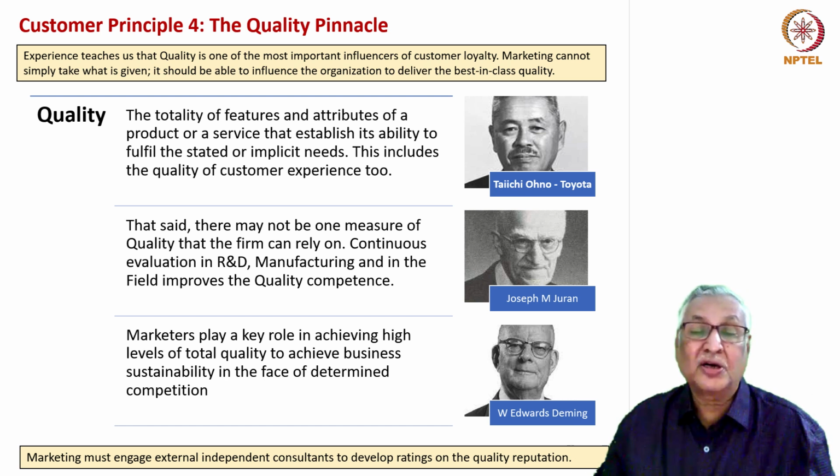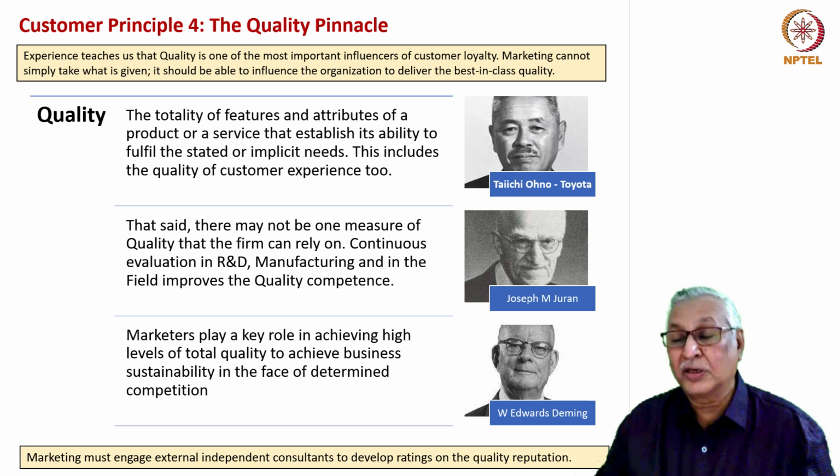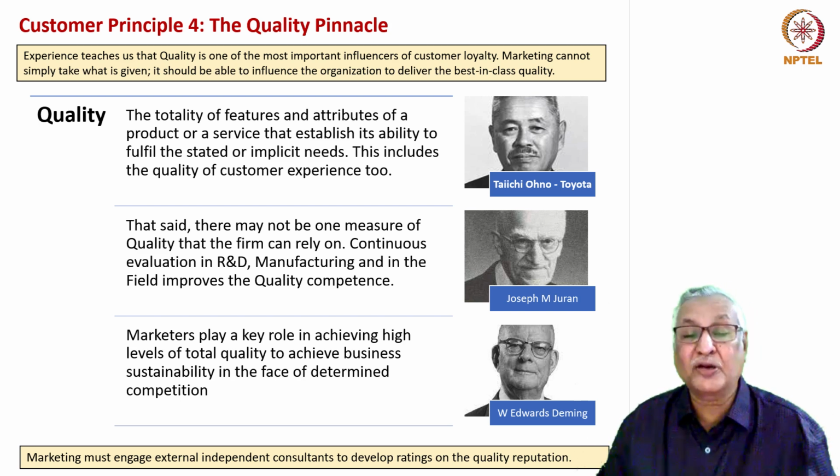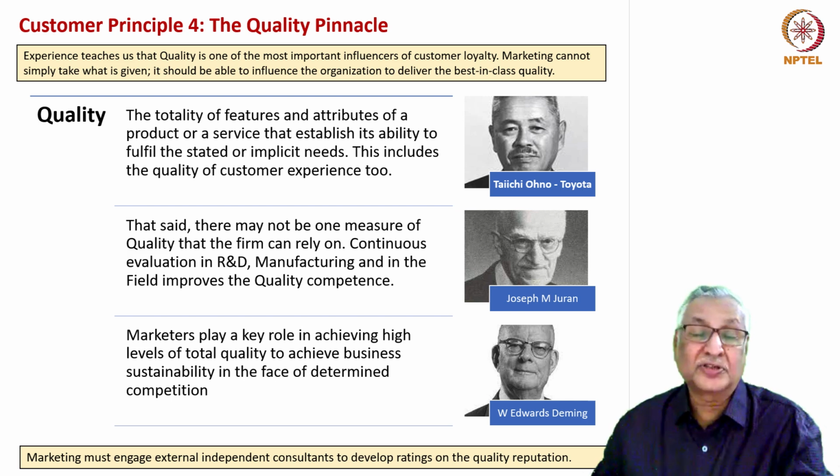That said, there may not be one measure of quality that the firm can rely on. We have to continuously evaluate the R&D, manufacturing, and field activities of a product so that the quality competence can be improved upon. That's why JD Power's evaluation of the quality of an automobile in the developed world is based on a number of parameters, right from design and development to after sales service and on road performance.